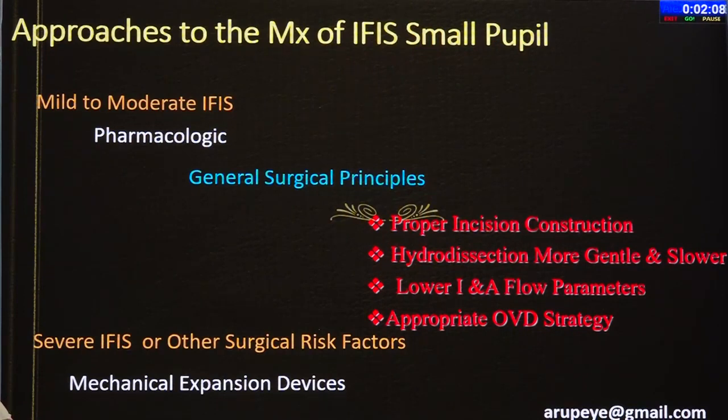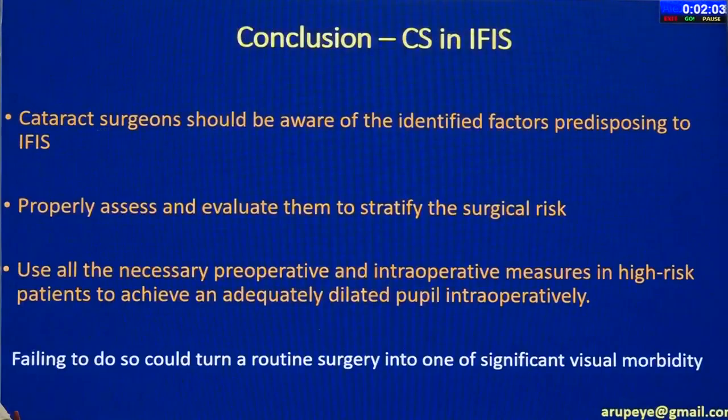So basically, for mild to moderate IFIS, I would follow these precautions and make a very good incision. For that matter, you should make a very good incision in all your cases. Use lower IA flow parameters and an appropriate OVD strategy, and in severe cases, of course, you go for a ring pupillary dilating device or an iris hook. So friends, cataract surgeons should be aware of the identified factors predisposing to IFIS, which we have come by studying the various meta-analyses. Properly assess and evaluate these to stratify the surgical risk in a given patient. Use all the necessary pre-op and intraoperative measures in high-risk patients to achieve an adequately dilated pupil intraoperatively. Failing to do so could turn a routine surgery into one of significant visual morbidity.